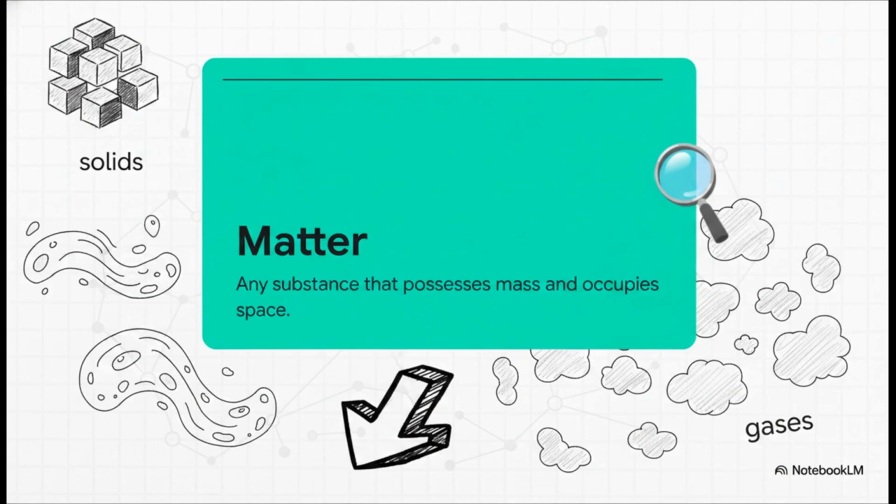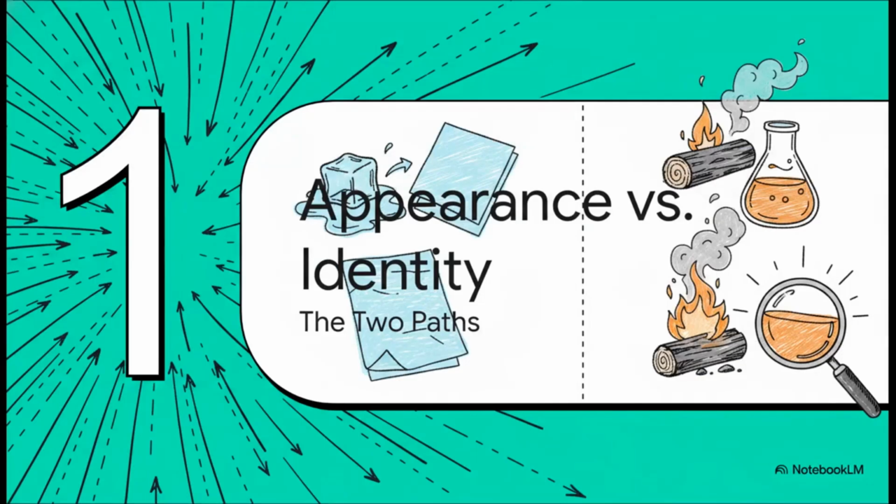Okay, before we can start investigating these changes, we've got to define our baseline playing field, matter. Now in science, matter isn't just stuff. It's anything that has mass and occupies space. And depending on molecular density and kinetic energy, it exists in three primary phases. You've got solids with tight structural integrity like stone, highly adaptable liquids like water, and expanding gases like the air we breathe.